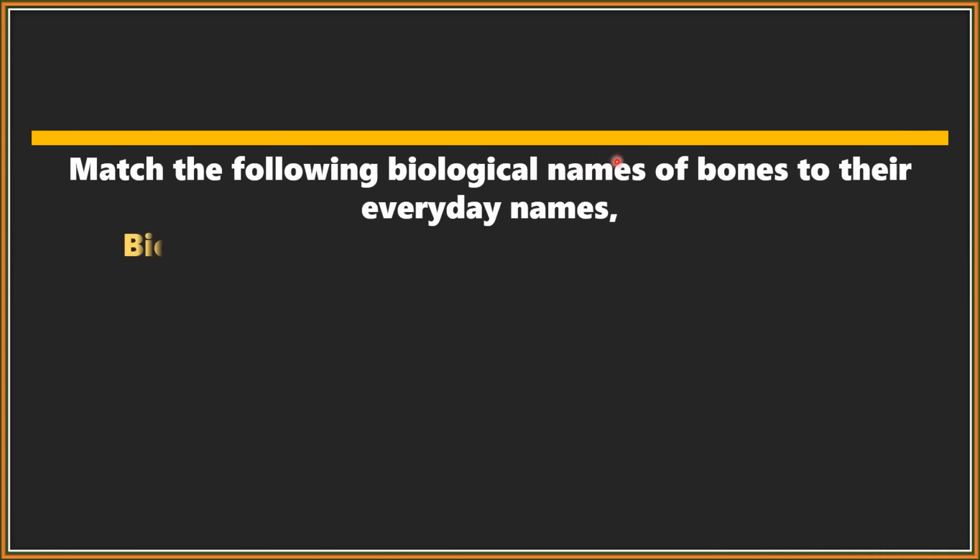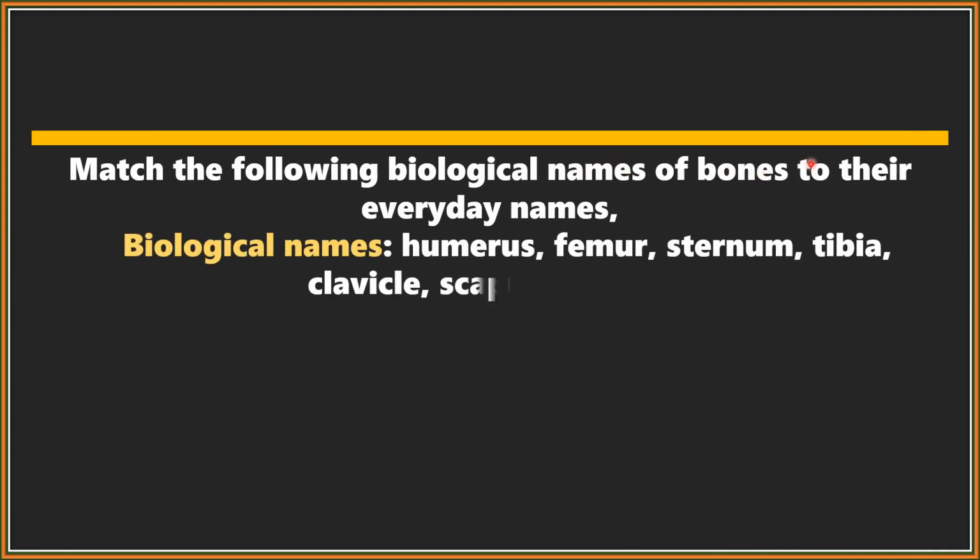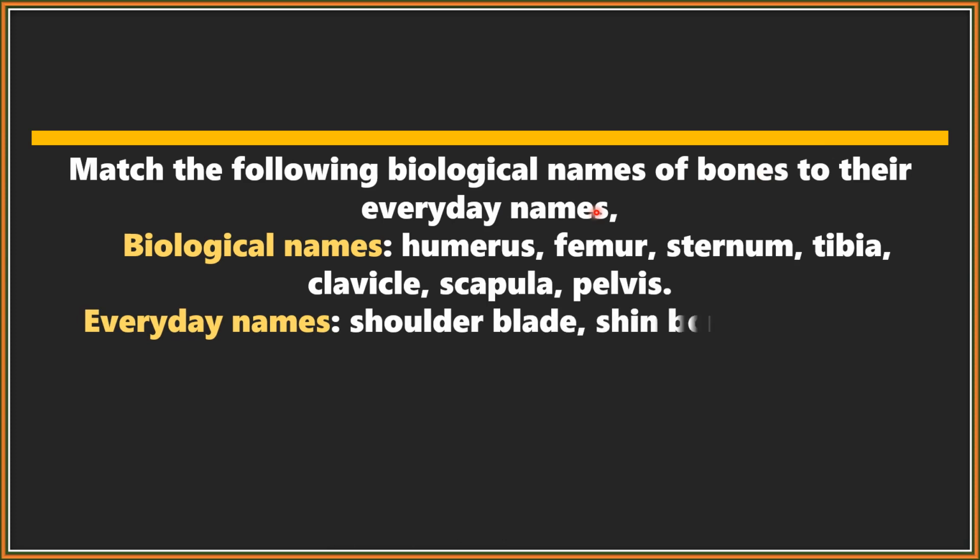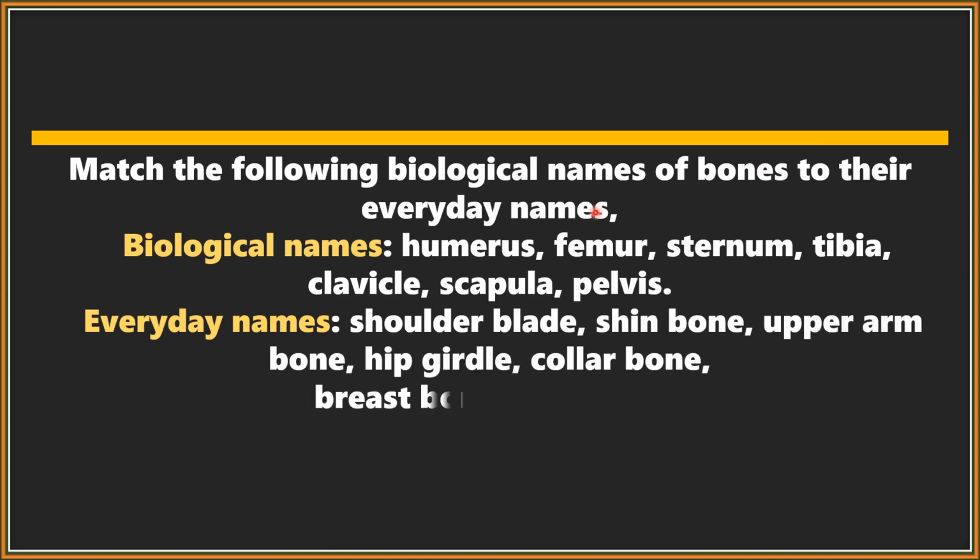Match the following biological names of bones to their everyday names. Biological names: humerus, femur, sternum, tibia, clavicle, scapula, pelvis. Everyday names: shoulder blade, shin bone, upper arm bone, hip girdle, collarbone, breastbone, thigh bone.